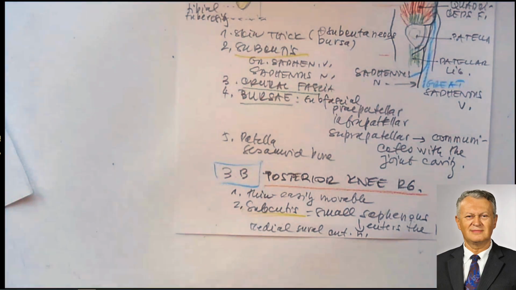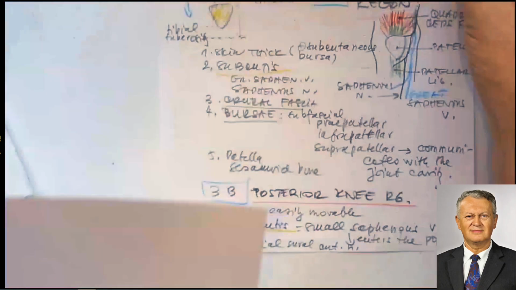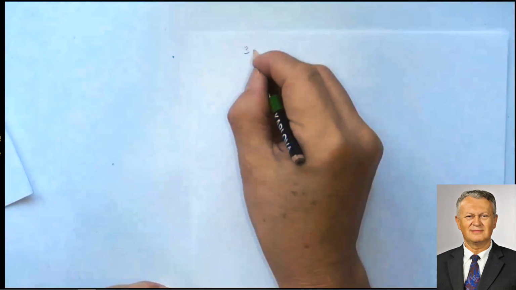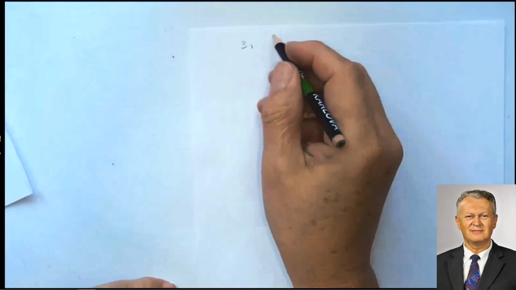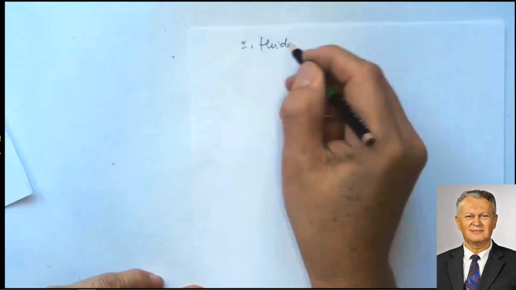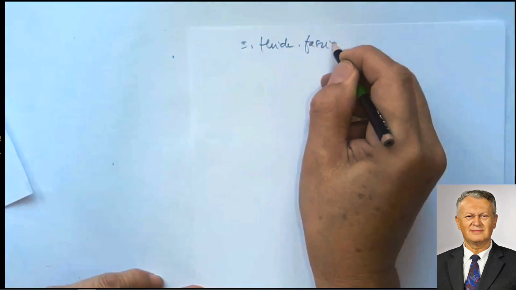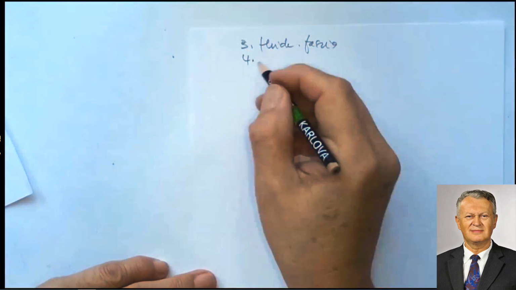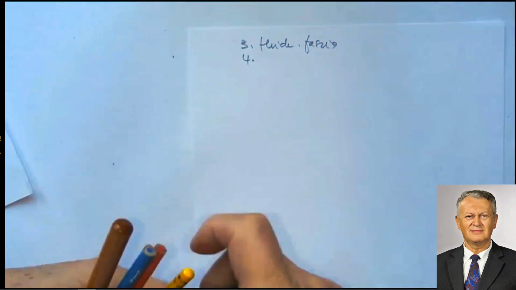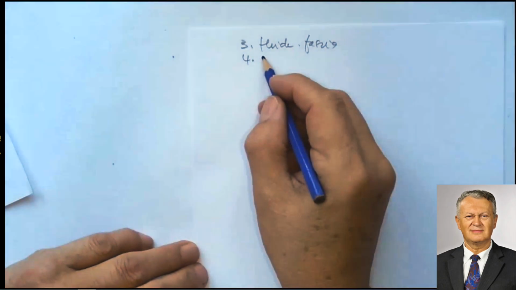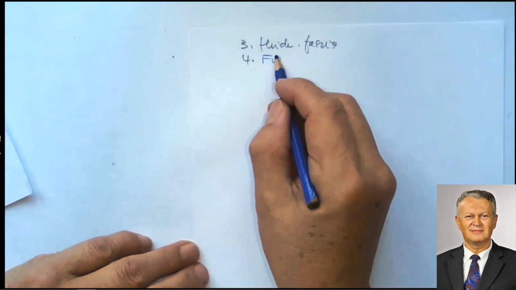Then we follow to the description. We go to number 3. Number 3 is the fascia. We call it simply thick fascia because it's really thick fascia. And then follows number 4, the fossa. So deep structures are found in the fossa poplitea. Maybe we can just write fossa poplitea.